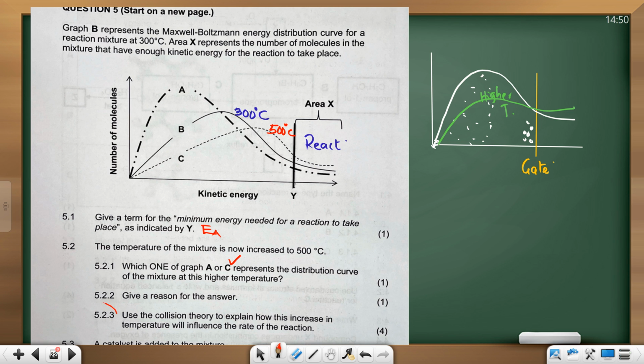Guys, I think I've answered 5.2.3. I told you it's 4 marks. Can you see the 4 marks there? Use collision theory to explain how this increase in temperature will influence the rate of reaction. Increase in temperature will increase what? The kinetic energy of particles. Is that okay? Particles will collide faster. Number of effective collisions per unit time will increase and rate of reaction will increase. You are done there. Please write it in bullet forms.